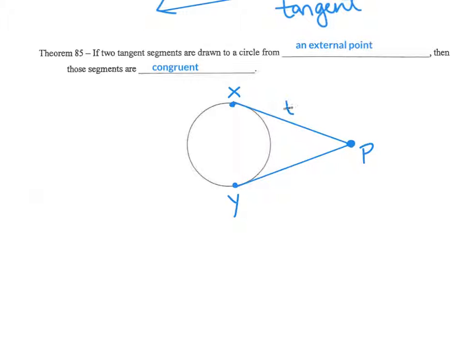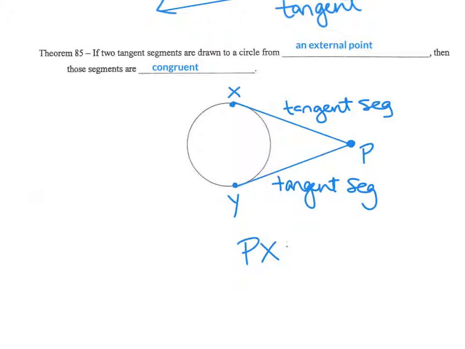These would be the tangent segments. So another tangent segment, okay? If two tangent segments are drawn to a circle from one exterior point, then those segments are congruent. So we can say that PX is congruent to PY. And that concludes your notes for day 1, lesson 10-4.